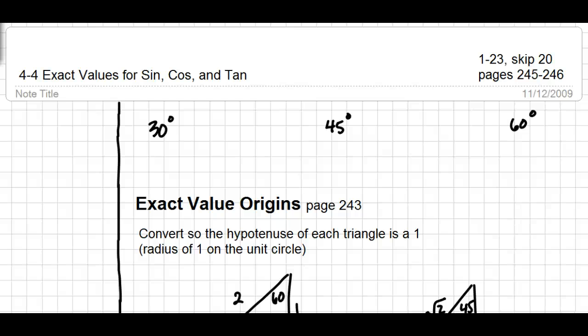This lesson is for FST, Lesson 4.4 on exact values for sine, cosine, and tangent. We're going to start by doing a quick review of converting degrees to radians. Students need to be comfortable with that by this point.